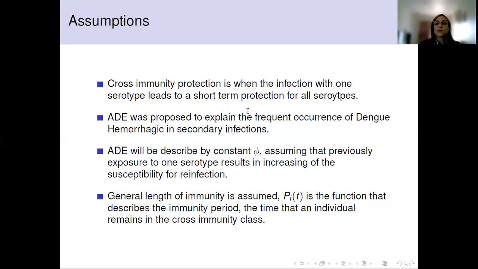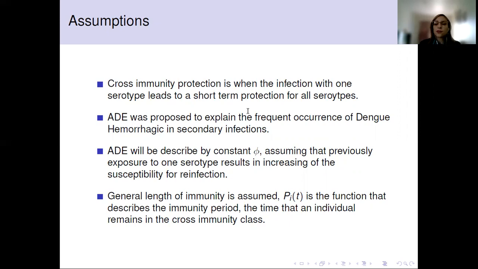So what is cross-immunity protection? It is when infection with one serotype leads to short-term protection against the other 3 serotypes. In dengue fever, we have 4 serotypes. And antibody-dependent enhancement was proposed to explain the occurrence of dengue hemorrhagic fever in secondary infections, when the individual, after the cross-immunity protection, becomes susceptible to the other 3 again.